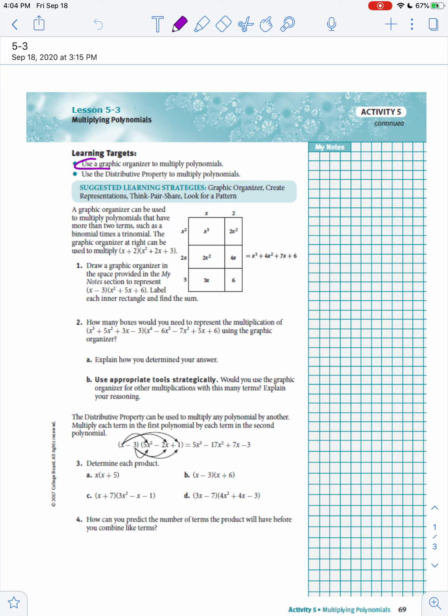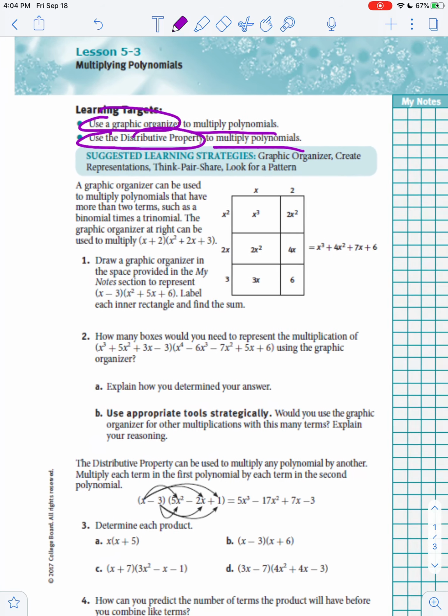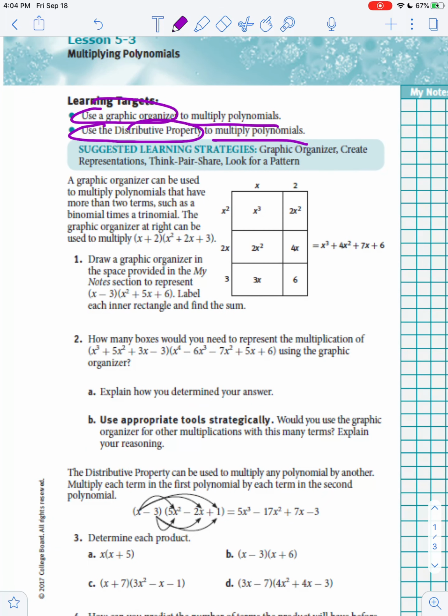For our learning targets, we're going to start by using a graphic organizer to multiply polynomials. So we'll use the box method again for a bigger polynomial multiplication problem. And then we'll show how we can continuously use the distributive property to multiply the polynomials together. So a graphic organizer can be used like the one we see here.